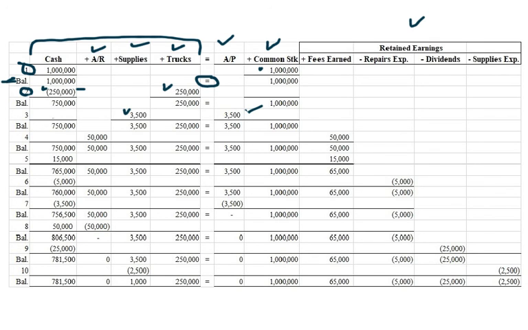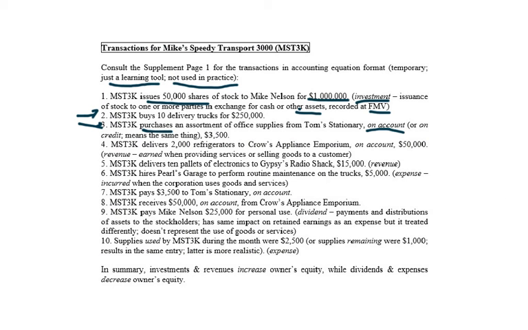All right, so that's number 3. Again, everything still balances here. I'll try to redraw the circle a little bit neater there. So we've gone through the first 3 transactions. Now we'll pick up with transaction number 4.